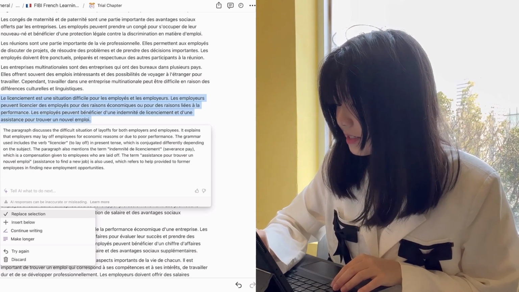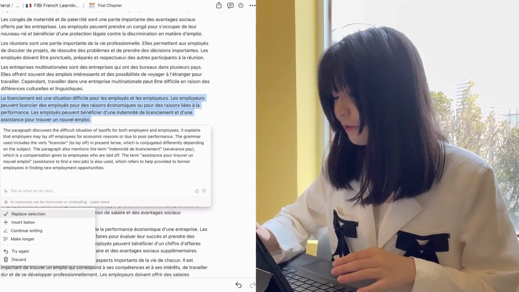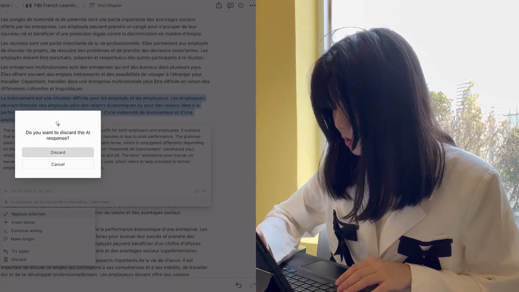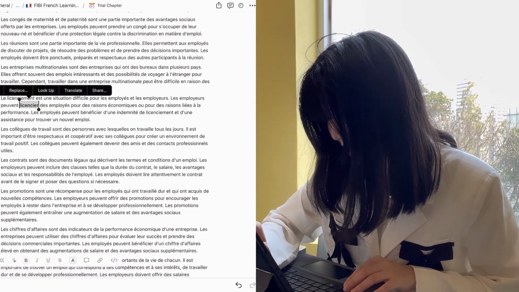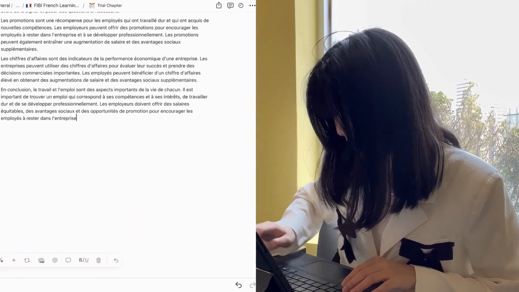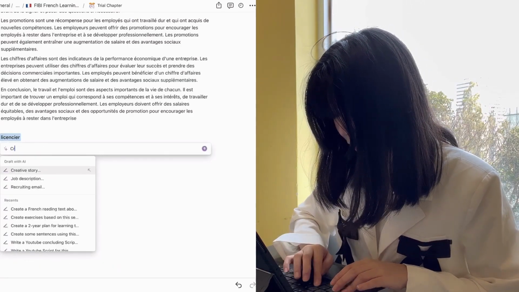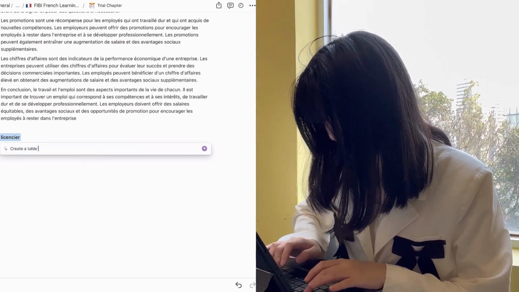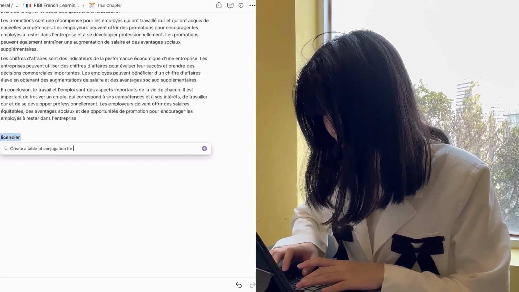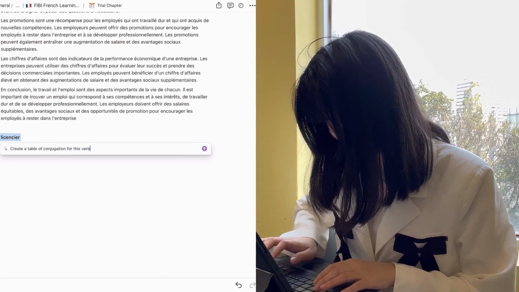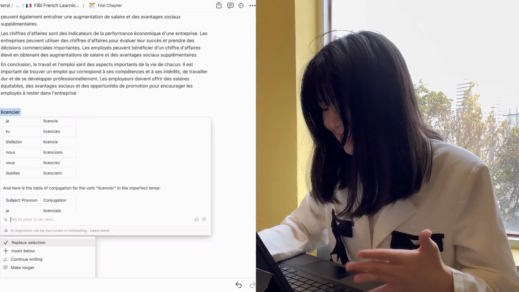Here, I just noticed there is a vocabulary called licencier. This is a new vocabulary for me, so I'm going to highlight it, copy it and paste it. Ask Notion AI to create a table of conjugation for this verb. One is present tense and one is imperfect tense.